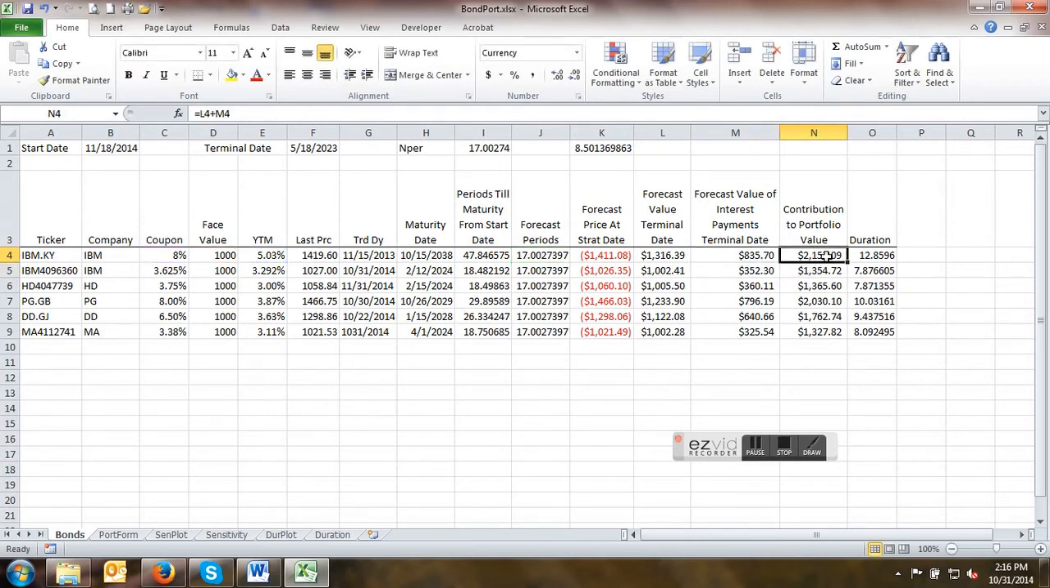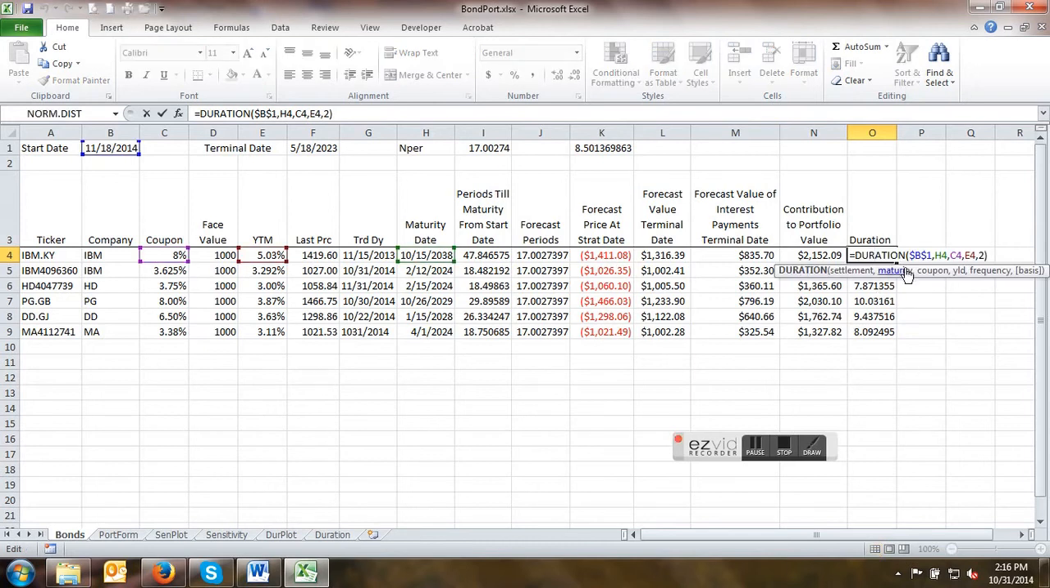So the total contribution is just these two guys added together. 8.5 years in the future value of my interest payments reinvested in the bond plus the value of the bond that I bought originally is going to end up being $2,152.